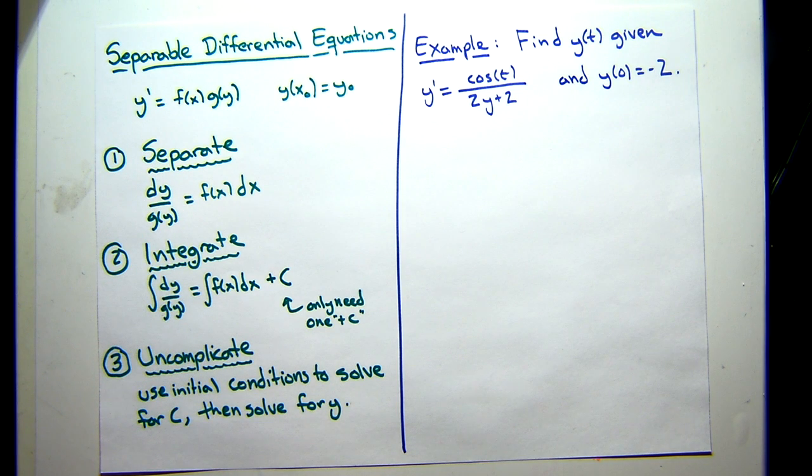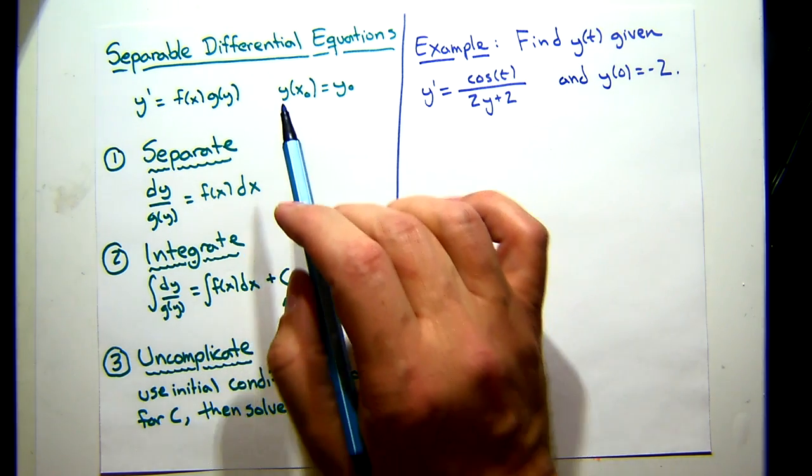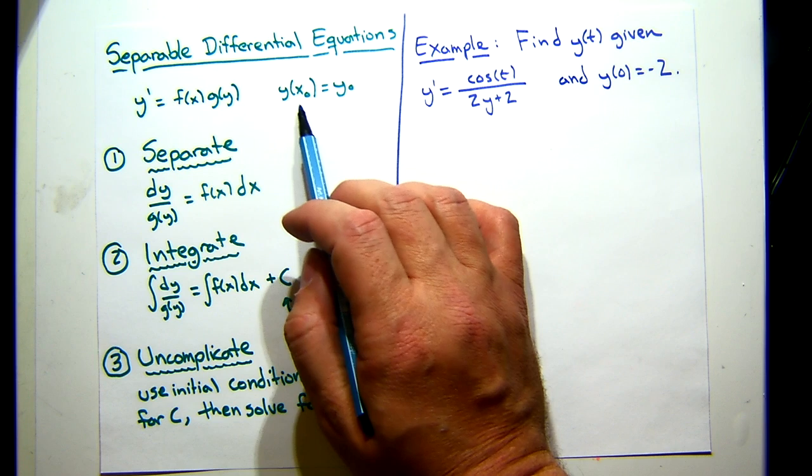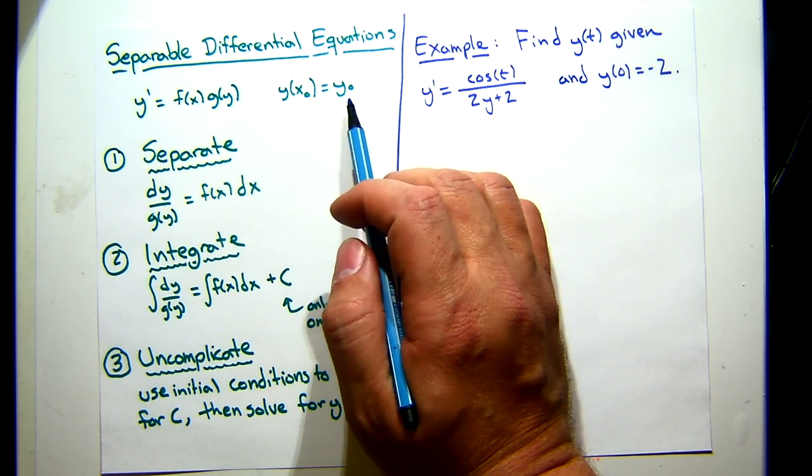Separable says I can separate the variables. So in particular, I'm going to have something in the form y prime is a function of x times a function of y. And I'm also going to have an initial condition. Every differential equation, if you're going to solve it, has an initial condition. So this says y of x naught equals y naught. So if I plug in my x value, I get my y value.